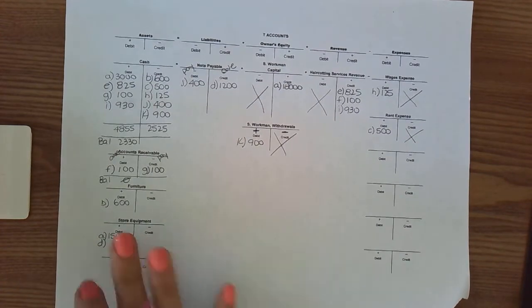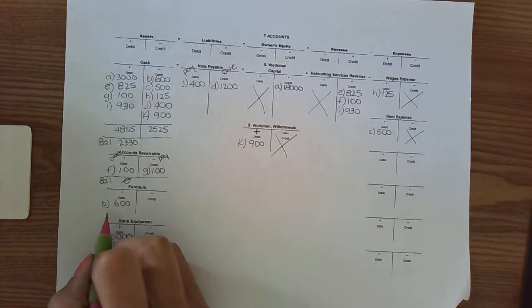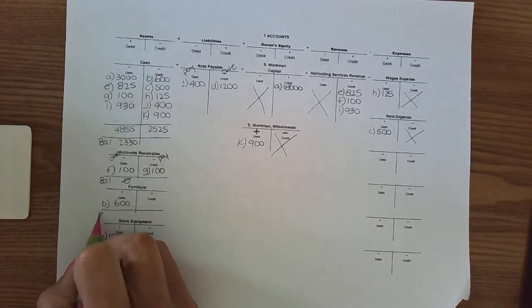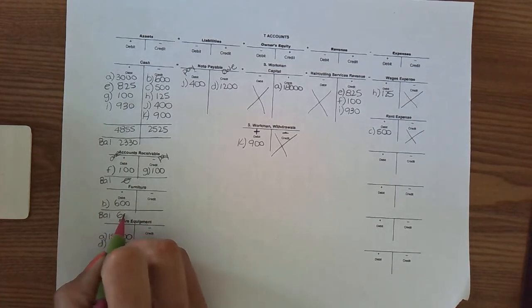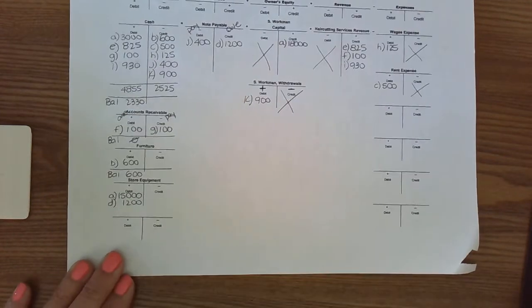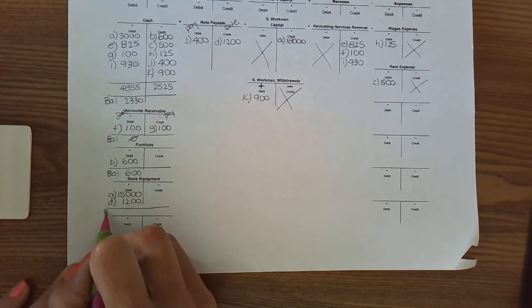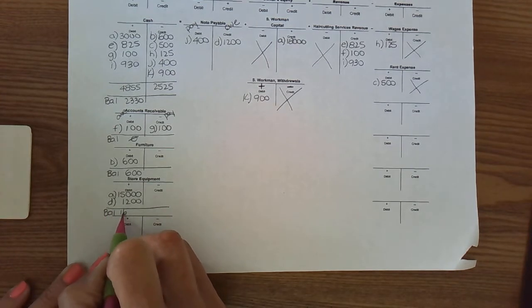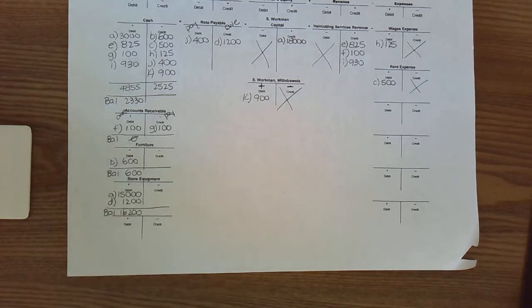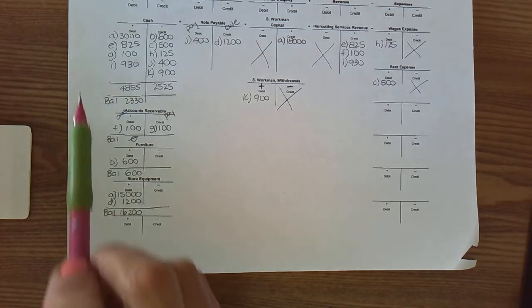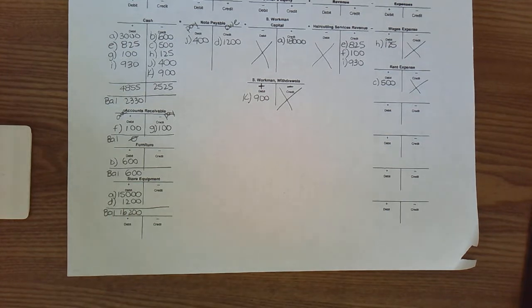For furniture, because there's just one transaction, we'll draw a line across, put balance on the debit side, and 600. For store equipment, we're going to draw our line across, put balance on the debit side, and 16,200. So again, the normal balance side of your assets is the debit side, so you want to keep that balance on that debit side.